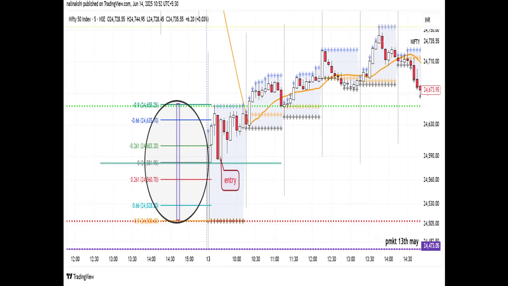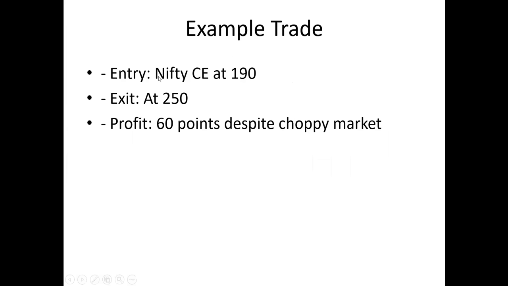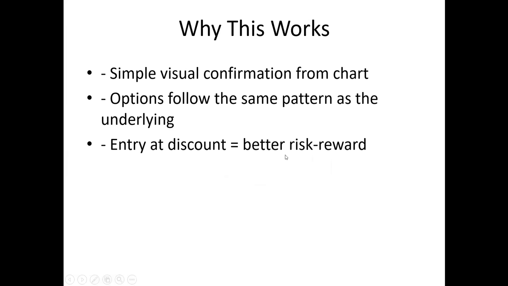That is a simple observation. Okay, so what is the example trade? Entry in a Nifty call option at 190, exit at 250, profit 60 points despite a choppy market. So why does this work? Simple visual confirmation from the chart. Options follow the same pattern as the underlying. Entry at a discount gives better risk to reward. That is the funda of this strategy.